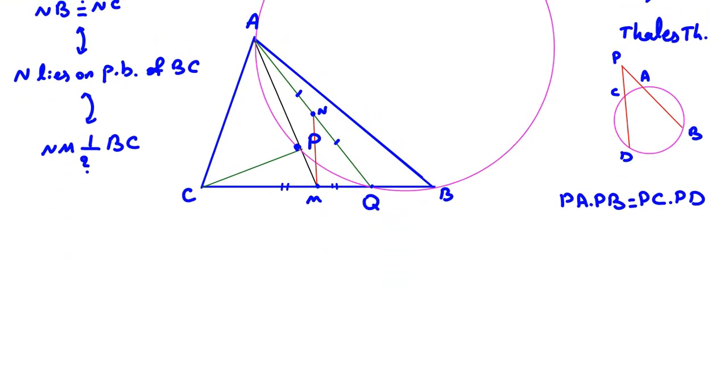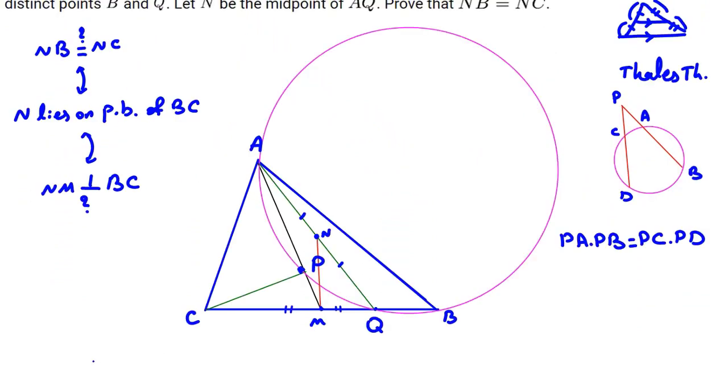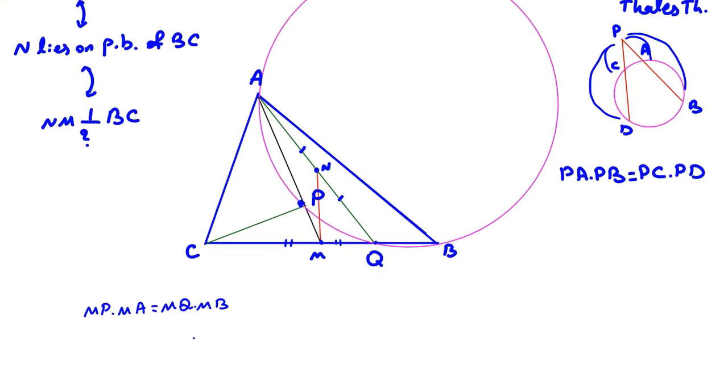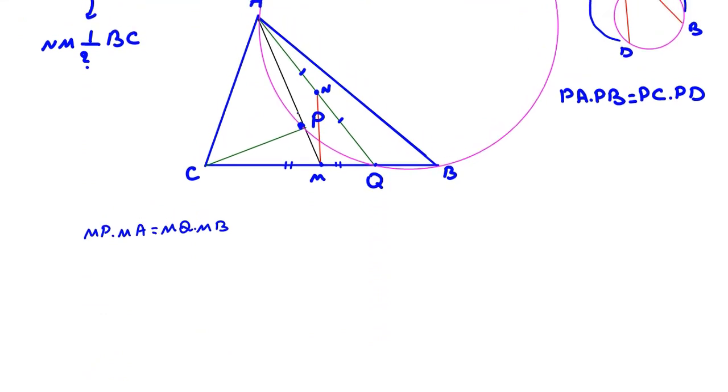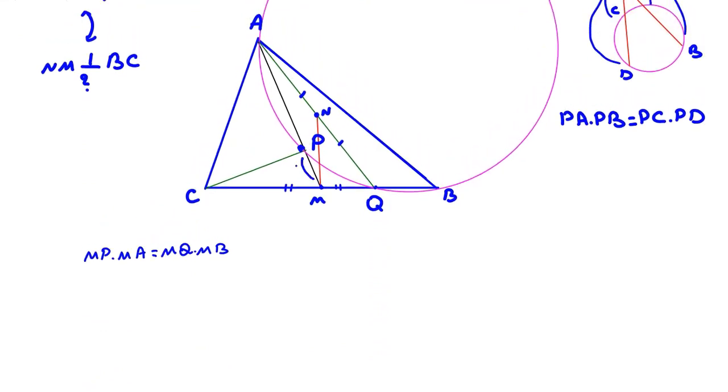Let's write it. Let's write MP, MQ, MA, this times this, like this part. Let me write it. PC times PD equals PA times PB. So MP times MA equals MQ times MB. Now, look, we see this 90, and we see MP times MA. So if you have another cyclic quadrilateral, it's good, you can create this.